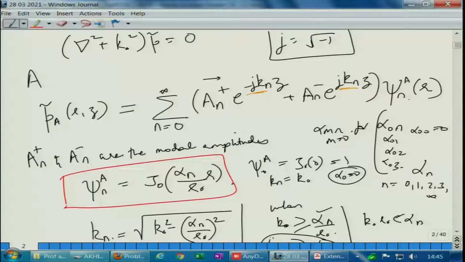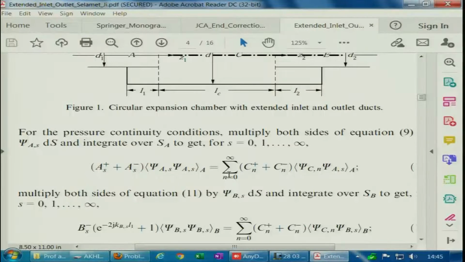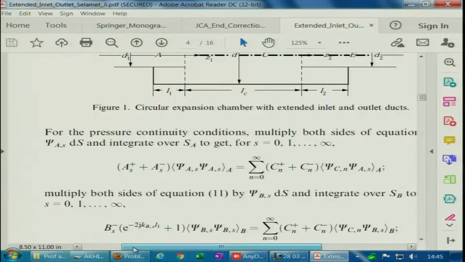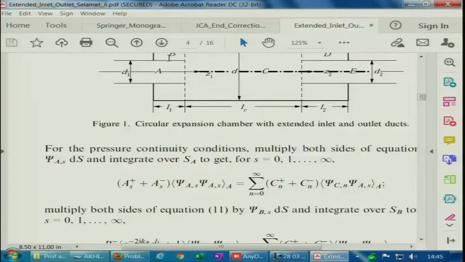So, only that mode will survive when n is equal to n1. That is why we are writing this as only one term, plus and minus, for a generic mode S. You can call that S. So that S mode will survive, and we need to integrate over the port area. You multiply with r.